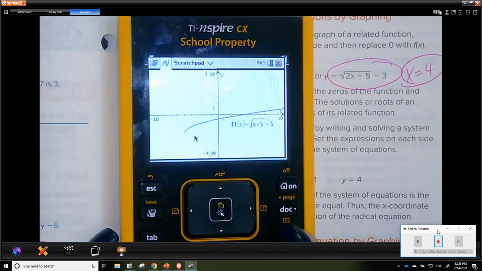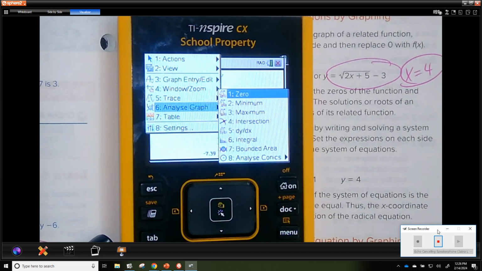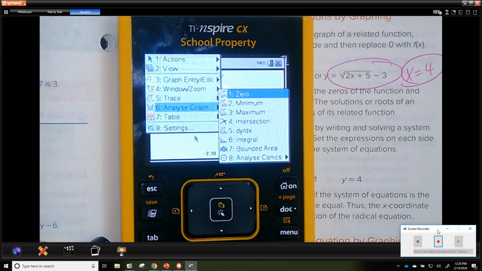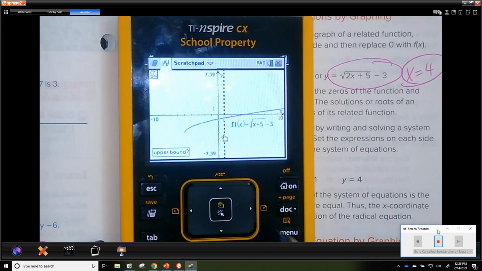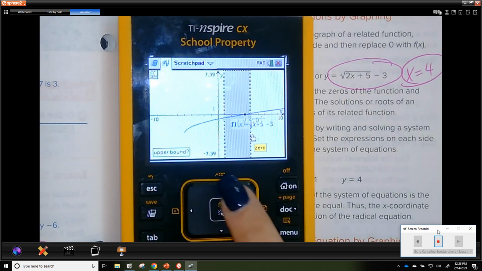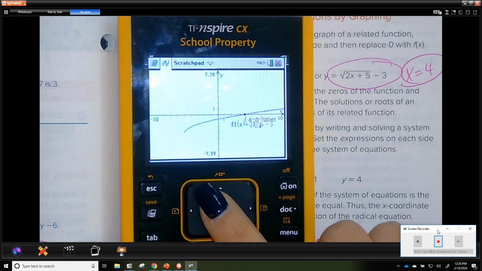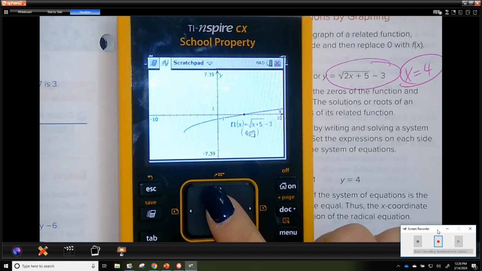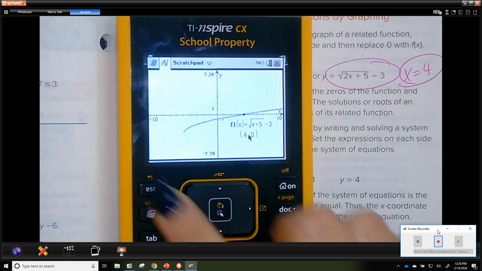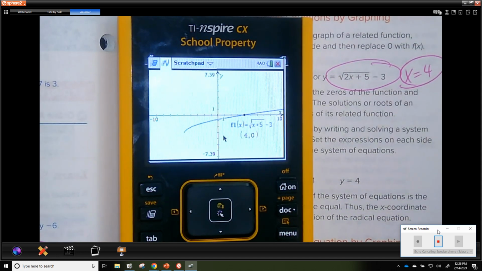But if you're not sure, you could do menu, analyze graph, 6, zero. We're looking for zeros when we have one equation. You have to tell it the left side of the zero, and then go to the right side of the zero, and it is 4. There's our intercept, 4, 0. I can't use this mouse. Oh, I guess I can. Okay. There it is, 4, 0. So x equals 4, that's the solution. That's what your x value equals.